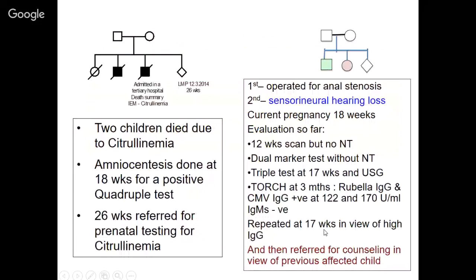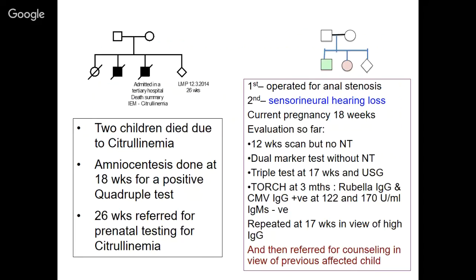Now, just before I conclude, I want to bring some things to light. The first family, if you see, had two children who died with a metabolic disorder called citrullinemia, and they died in early infancy. This third child had been admitted in a tertiary care hospital, and there was a summary with the family which said that this child had citrullinemia. However, at 18 weeks, an amniocentesis was done because of a positive quadruple test, and all that was looked at were the chromosomes, which came back as normal.